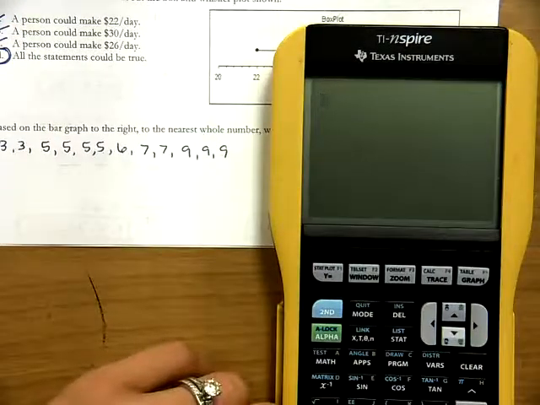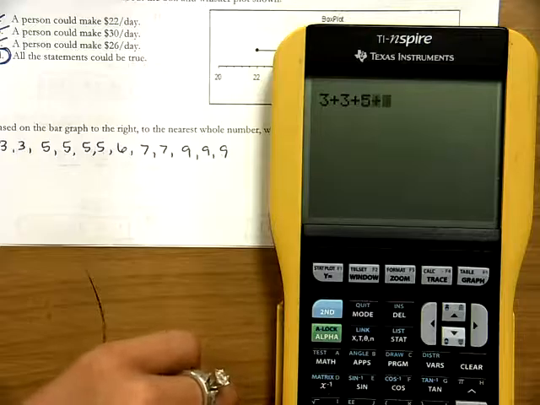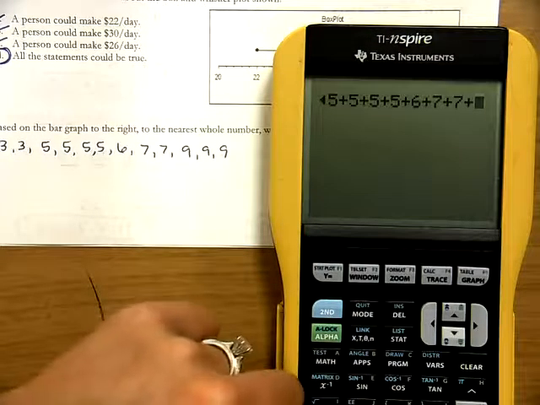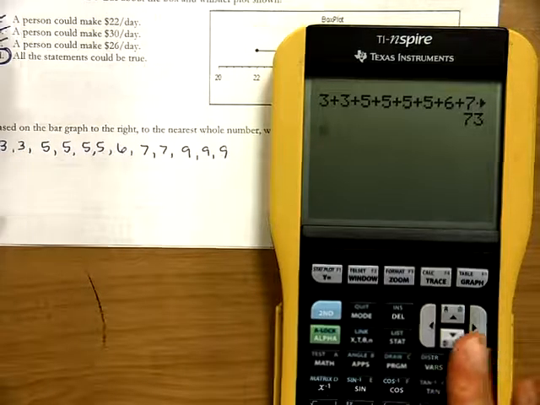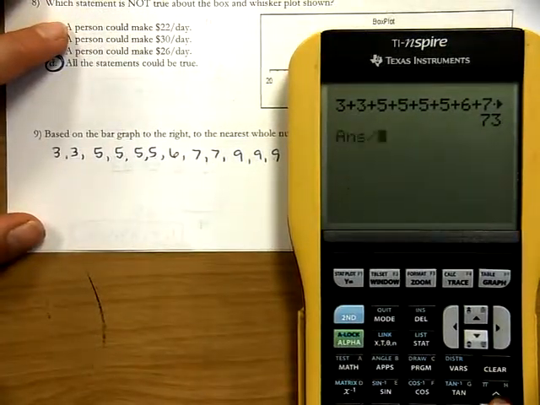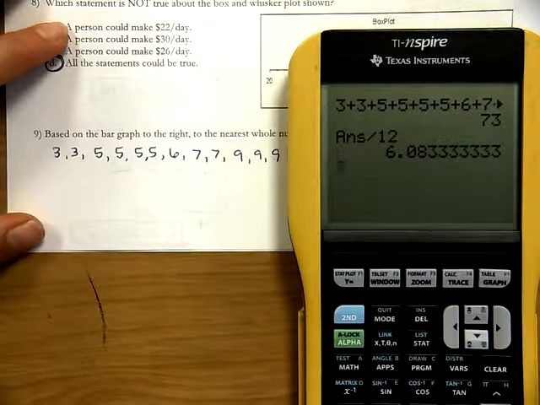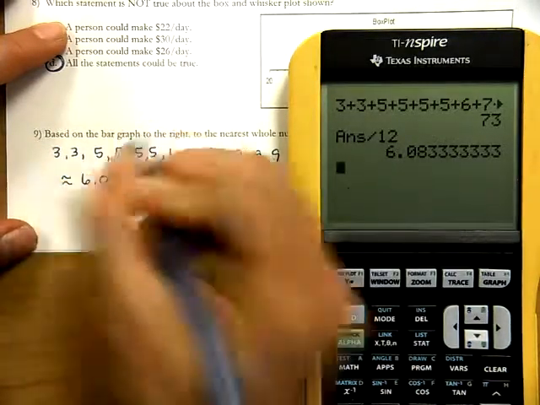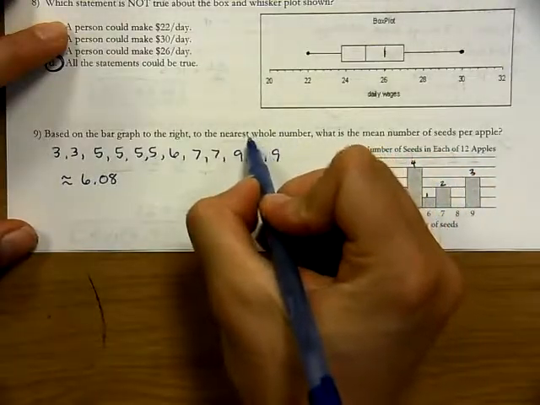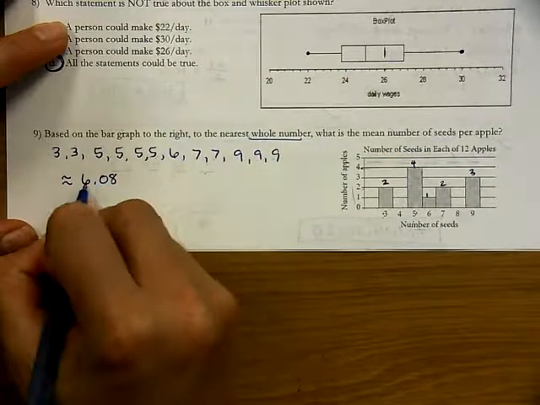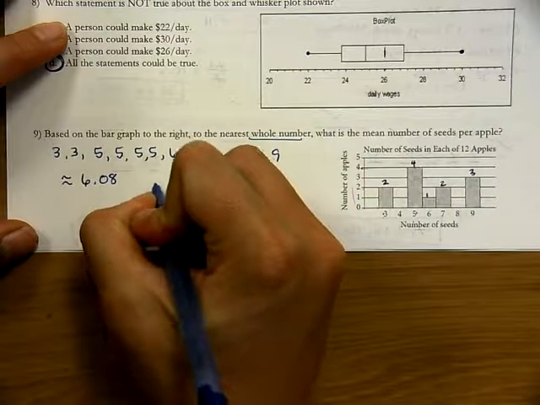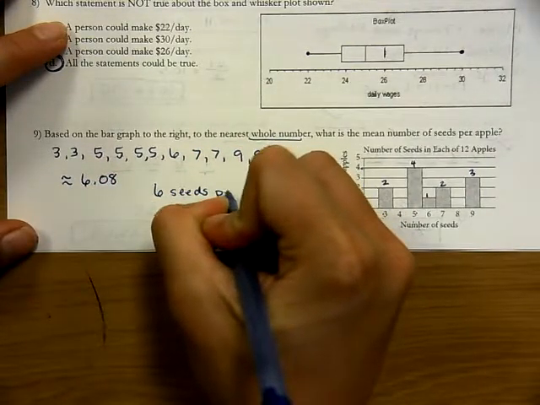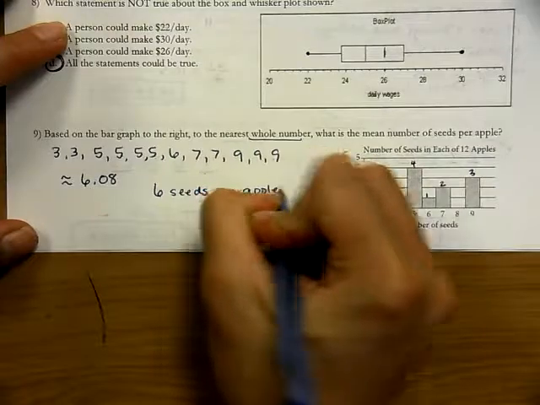So if I do that, 3 plus 3 plus 1, 2, 3, 4 5s and a 6, 7 and 7, 1, 2, 3 9s, I get 73. There was a total of 12 apples, so I'll divide by 12. So that is approximately 6.08. It says to the nearest whole number. The nearest whole number would be the ones place. So 6 seeds per apple.